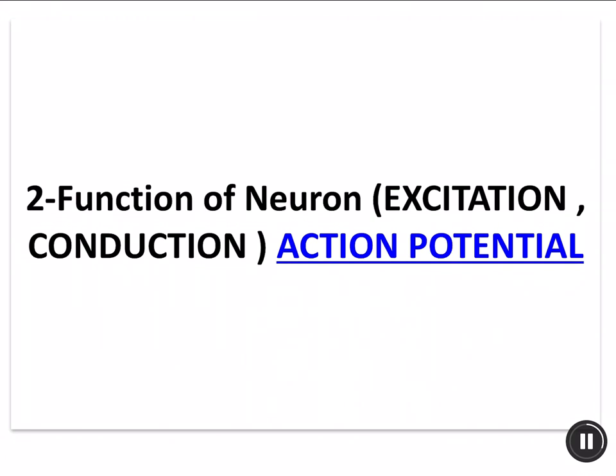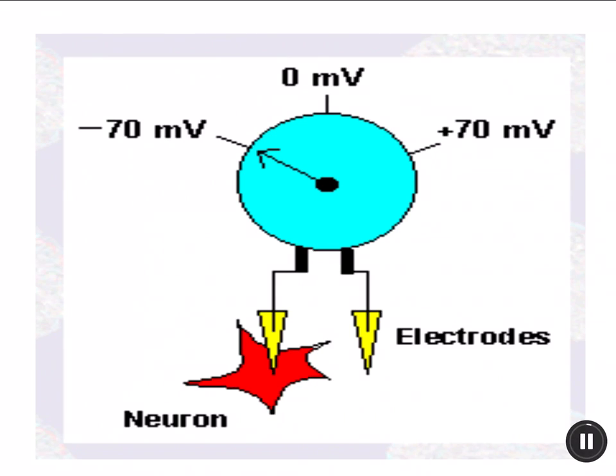The second topic in this lecture is function of a neuron, excitation, conduction, which is very important, the action potential. When we experiment on a neuron, we record minus 70 millivolts. This indicates that the resting membrane potential is present in the body cells.